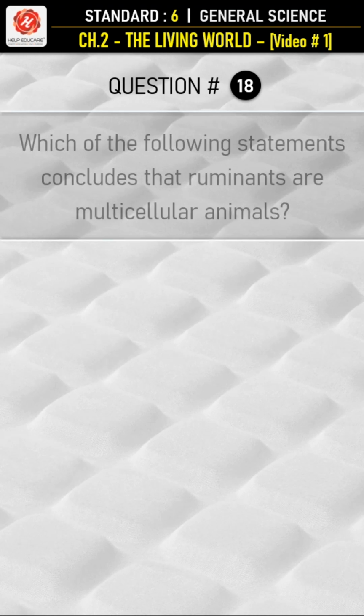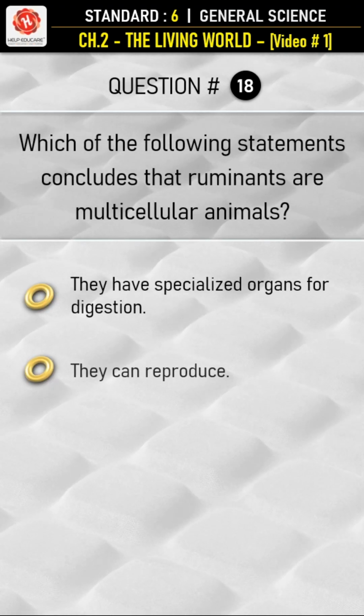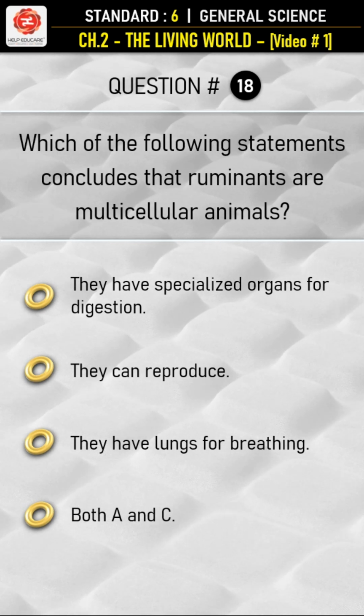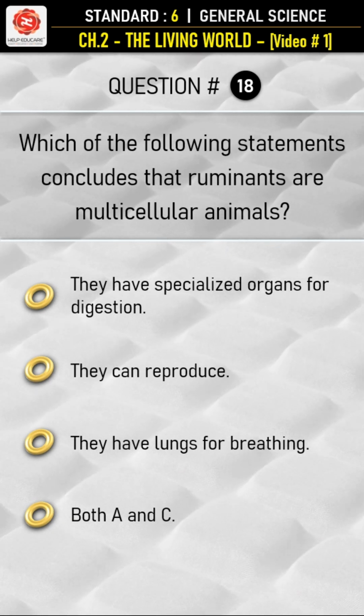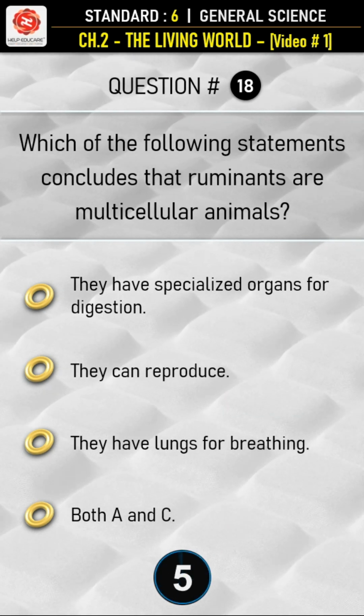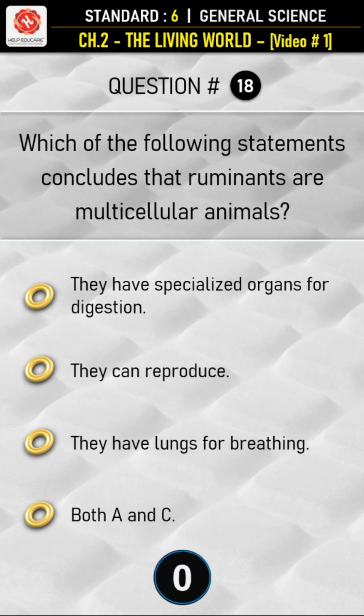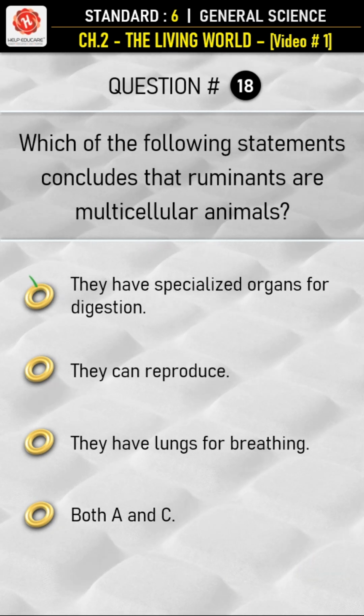Question number 18. Which of the following statements concludes that ruminants are multicellular animals? First option, they have specialized organs for digestion. Second option, they can reproduce. Third option, they have lungs for breathing. Fourth option, both A and C. Answer will be shown after 5 seconds. Your time starts now. Correct answer is both A and C.